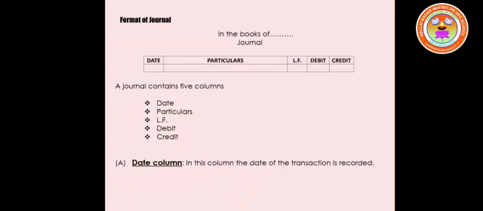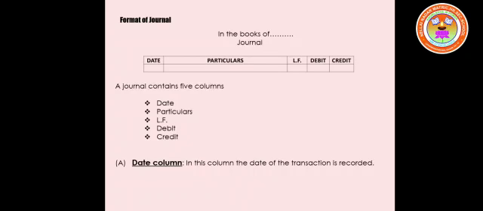When we write the debited account, we have to use the word DR at the end of the name of the account. DR, capital D and small r. It should be written at the end of the row. This is the format of journal.